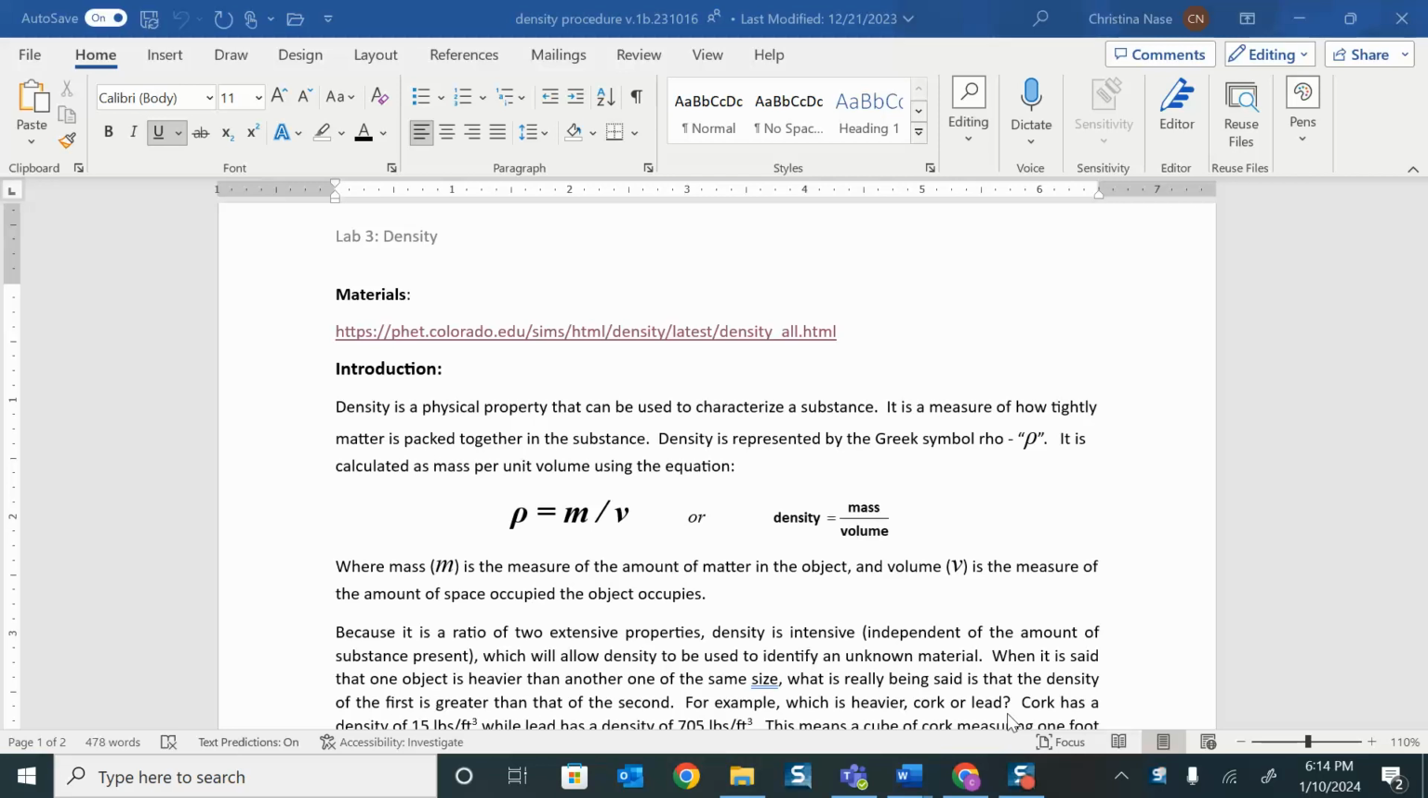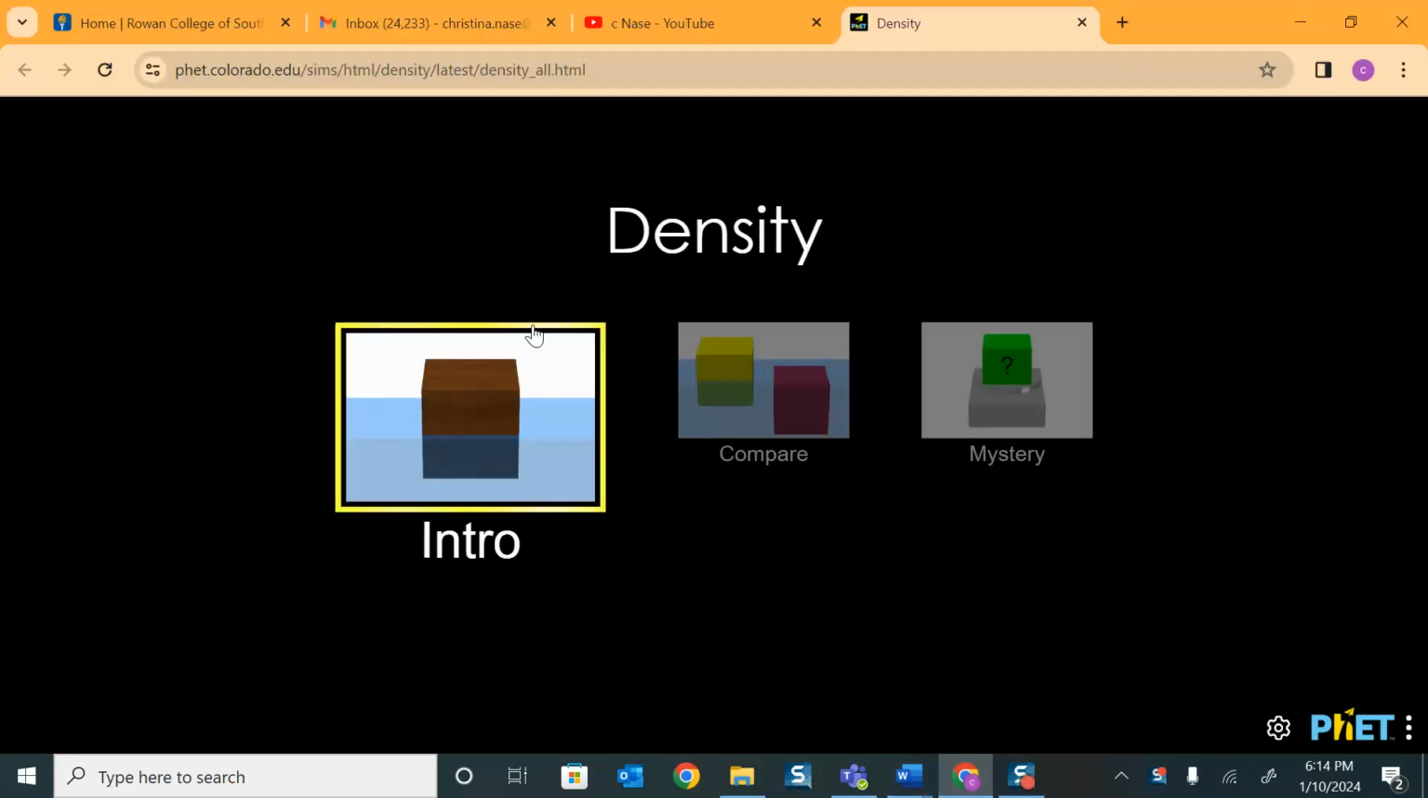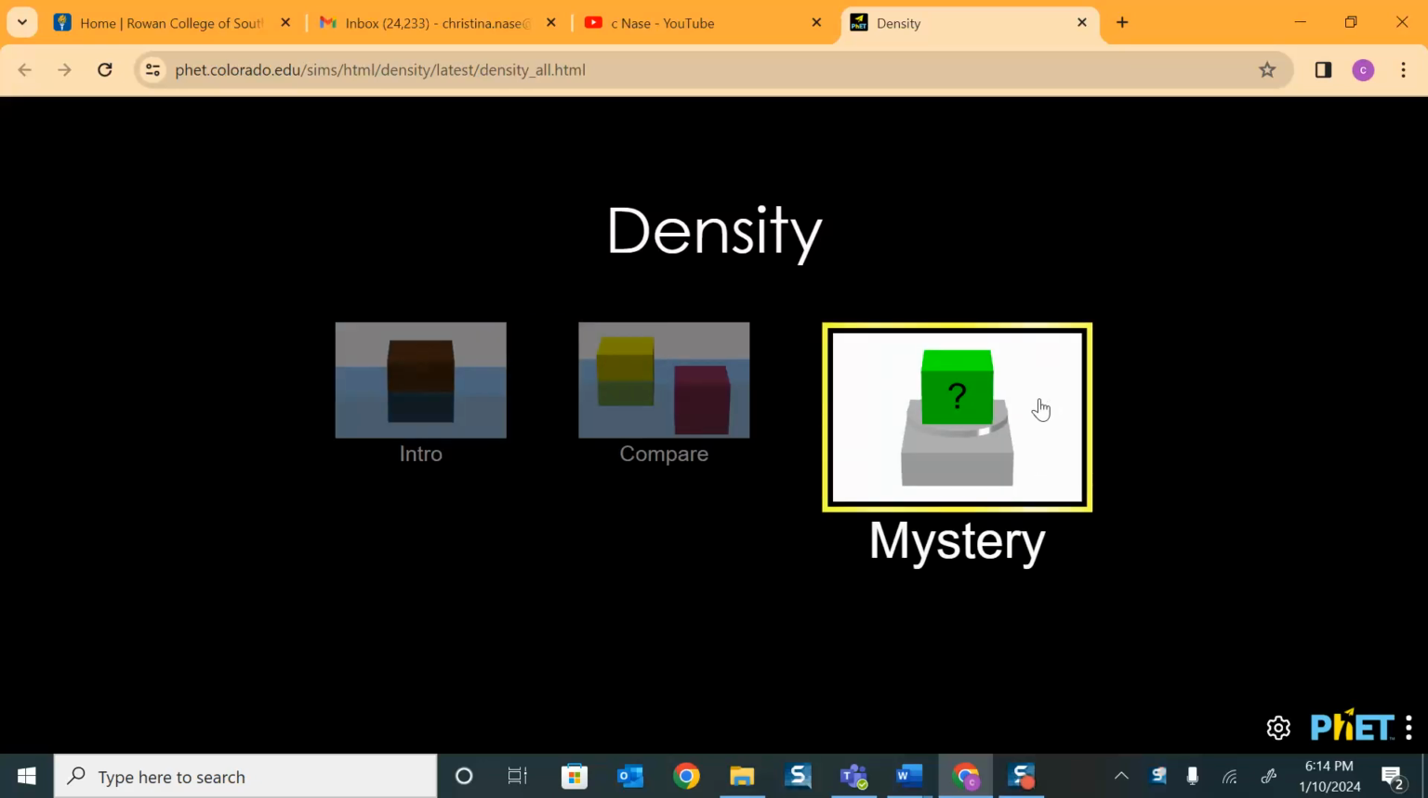Okay, I'm going to walk you through the Density Lab simulation. So the first thing you want to do is open up that procedure and click on this materials link. And that should bring you to this simulation, and then click on mystery. We're going to use the mystery blocks.